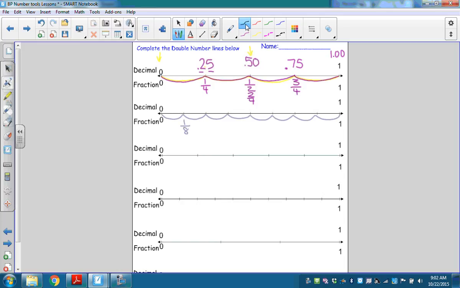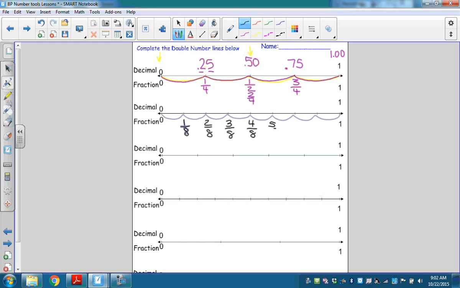Okay, it's a little hard to see. And then 2/8, which is the same as, well, 2/8 is also the same as a 4th, right? Because it lines up with the 4th. Can you see above? Yeah. And then 3/8. And then 4/8, which is a half, right?